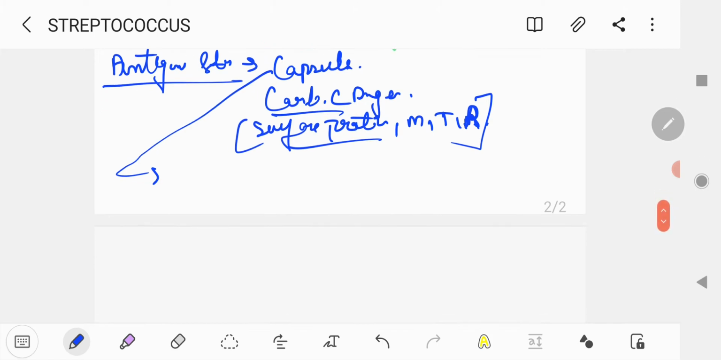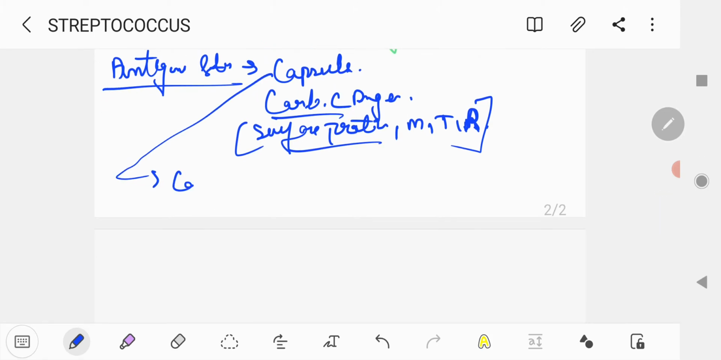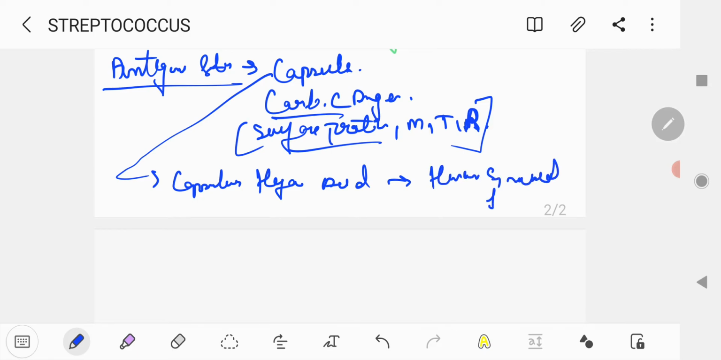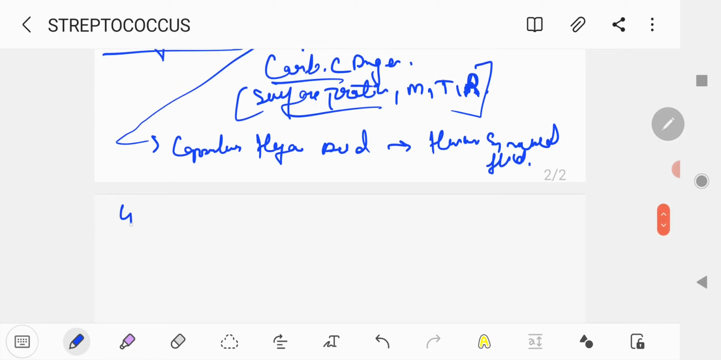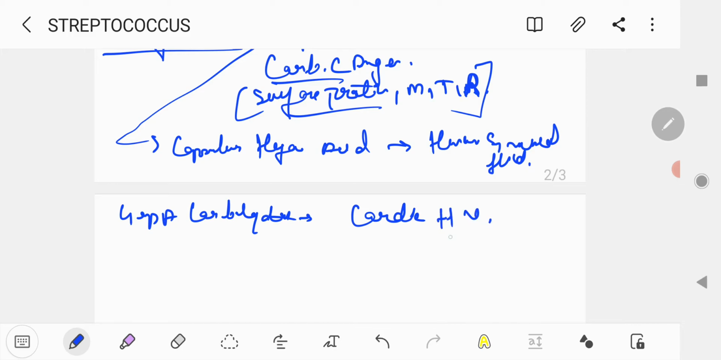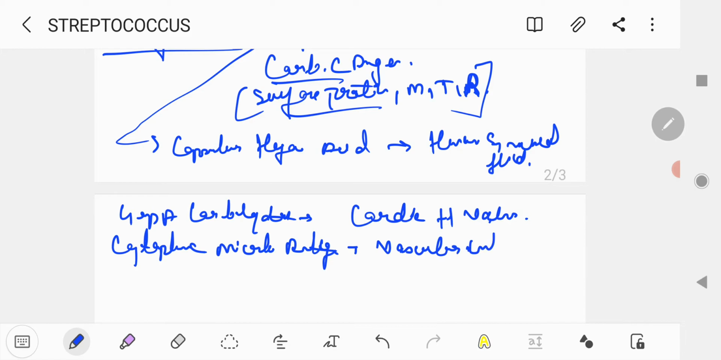Then if we take the capsule, it contains capsular hyaluronic acid, present in human synovial fluid, or it mimics human synovial fluid. Then group A carbohydrate mimics the cardiac heart valves, then the cytoplasmic membrane antigen behaves like vascular intima, and the peptidoglycan behaves as skin antigen.